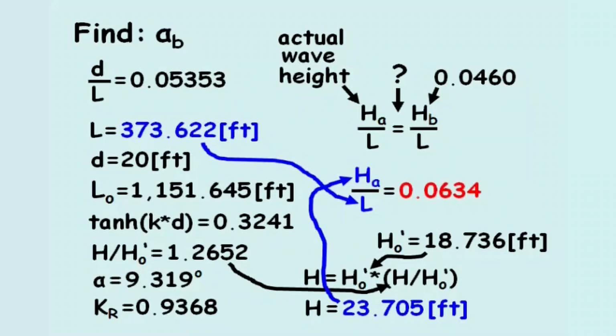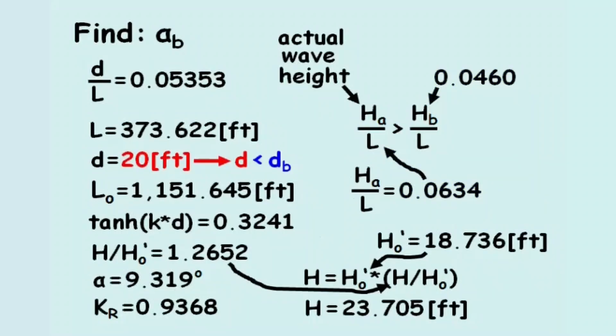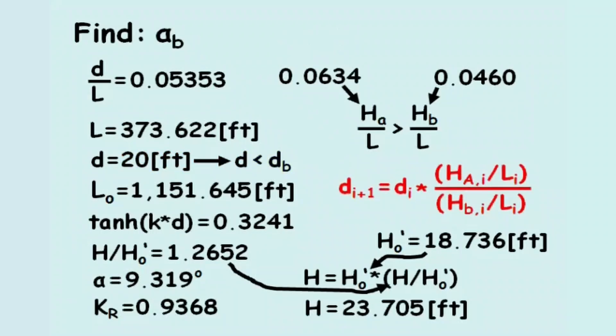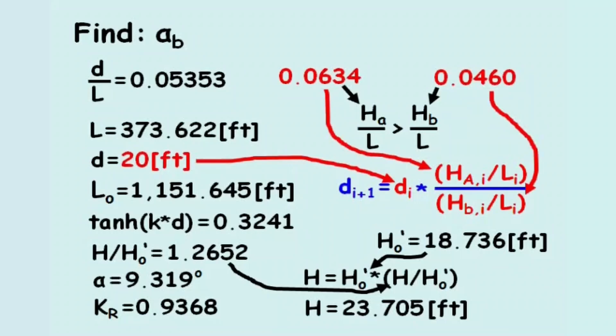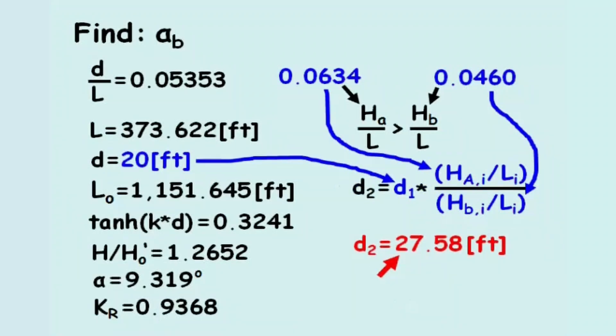When divided by the wavelength L, the quotient HA over L equals 0.0634. Since the actual height of the wave, HA, is greater than the breaking height of the wave, then this wave does not exist because it broke at a depth deeper than 20 feet. For our second iteration, we'll use a depth based on our previous depth and the variables HA and HB. After plugging in the appropriate variables, our next depth to test will be 27.58 feet.